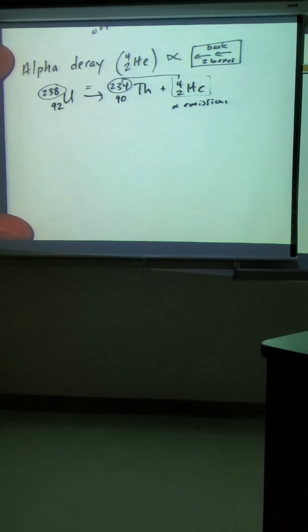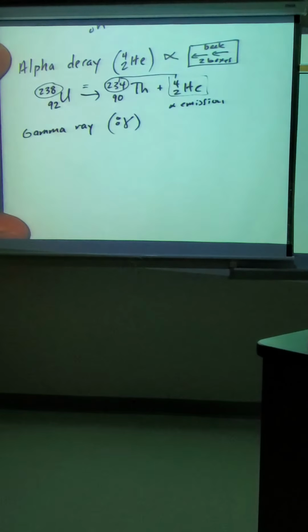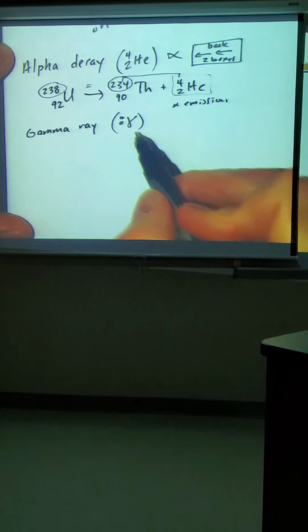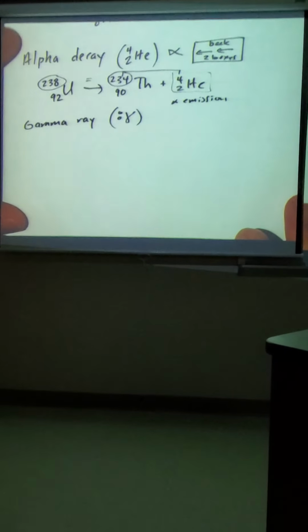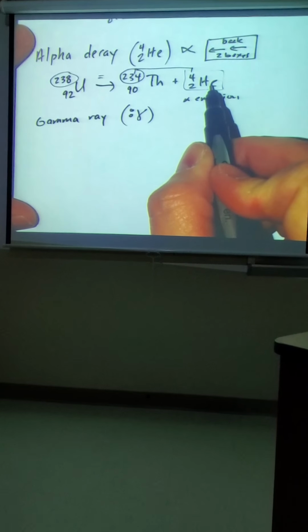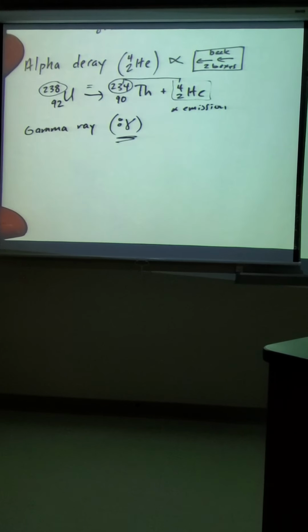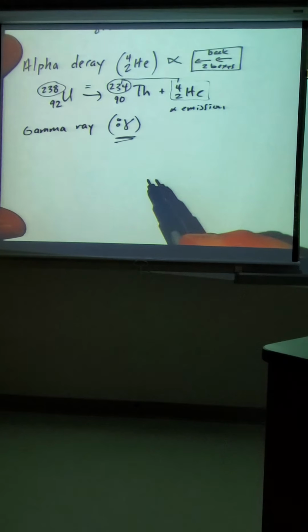Oftentimes with alpha, gamma is also produced. So gamma rays, that's 0/0 diving fish. So again, it's swimming fish versus diving fish in the sense of the Greek alphabet there. But if somebody chops off your arm, you're going to scream, and that scream is a gamma ray. So oftentimes alpha and gamma rays are produced at the same time.